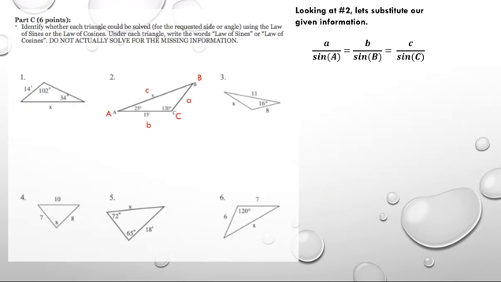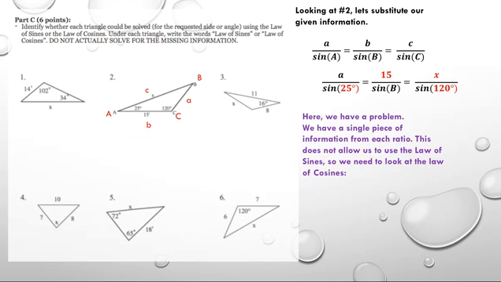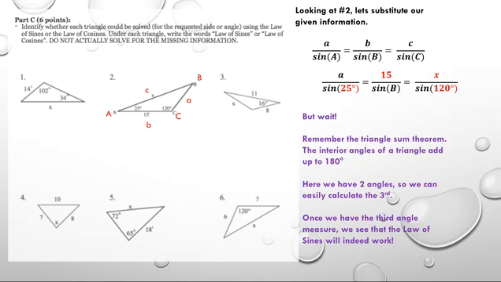The second one, let's substitute our information that we're given. We see that we have one piece of information given from each of the ratios. That does not allow us to solve. So we need to look at the law of cosines. But wait, remember the triangle sum theorem. The interior angles of a triangle add up to 180 degrees. Since we were given 2 angles, we can easily calculate the third. And once we have the third angle measure, we see that the law of sines will work. So the law of sines works for number 2 as well. We're given 2 angles and any side.